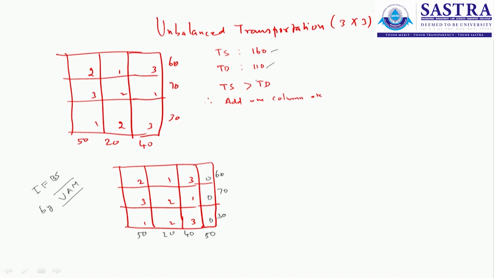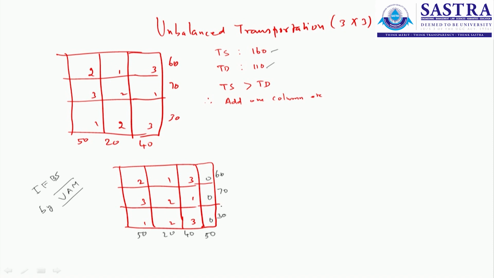Since the total supply is greater than total demand, we introduce one more column with 0 cost. The other costs being the same, 2 1 3, 3 2 1 and 1 2 3, as indicated in the table. Now, unlike the previous 2 by 2 transportation problem, let us solve this 3 by 3 with the initial basic feasible solution to be obtained with Vogel's approximation before moving towards the MODI method for optimizing.